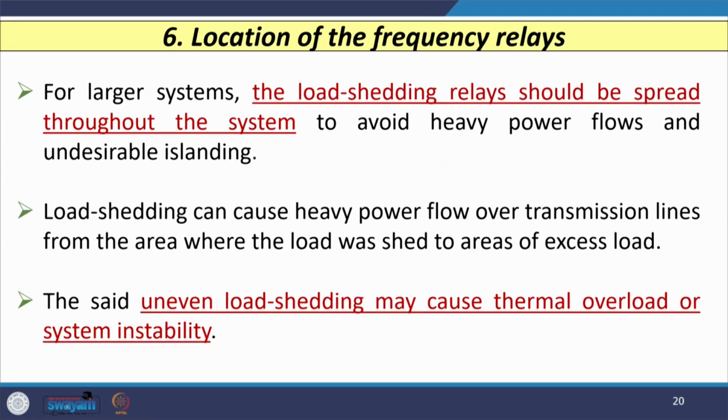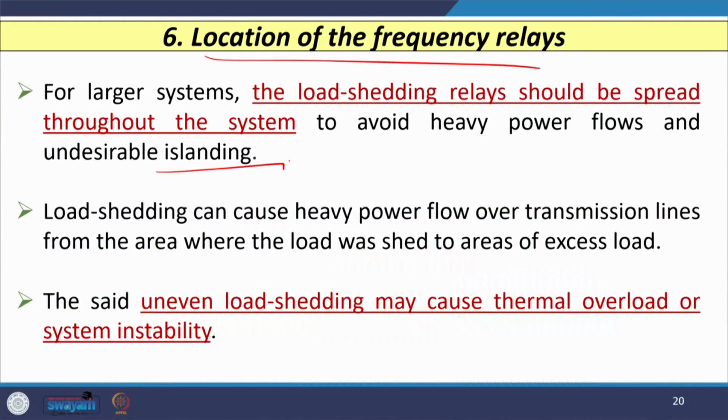Now, the next step which we need to consider for the design of an intelligent load shedding scheme is the location of frequency relays. We know that for larger networks, load shedding relays should be spread throughout the system to avoid heavy power flows and undesirable islanding conditions. What is an islanding condition? That we will discuss later on. The load shedding can cause heavy power flow over the transmission lines from the area where the load was shed to the areas of excess load.